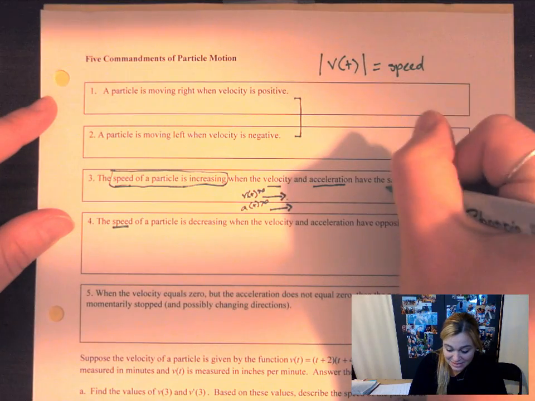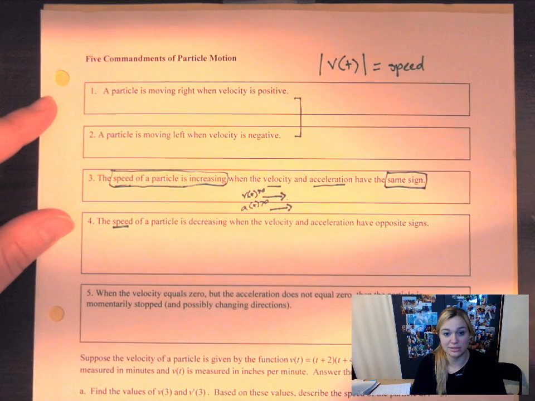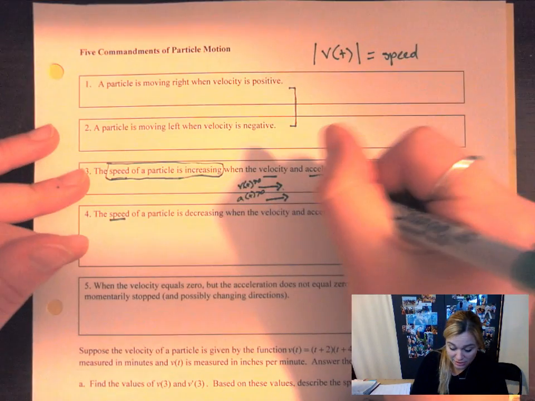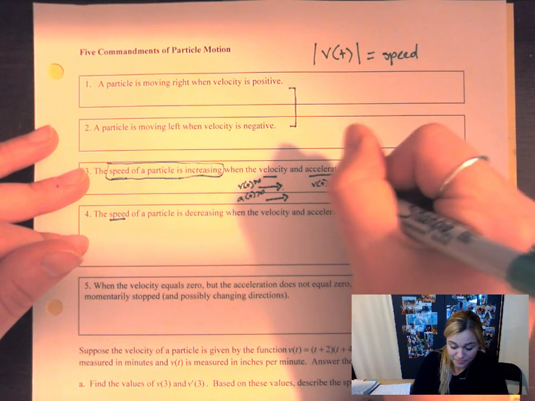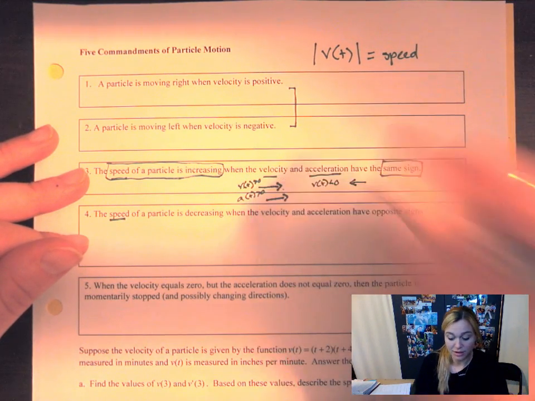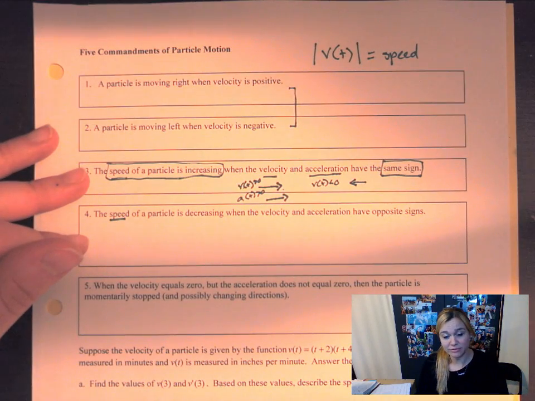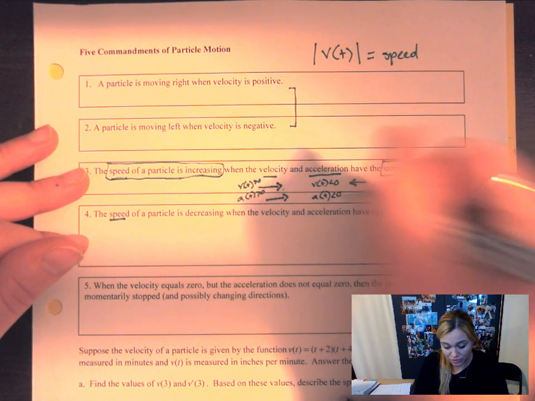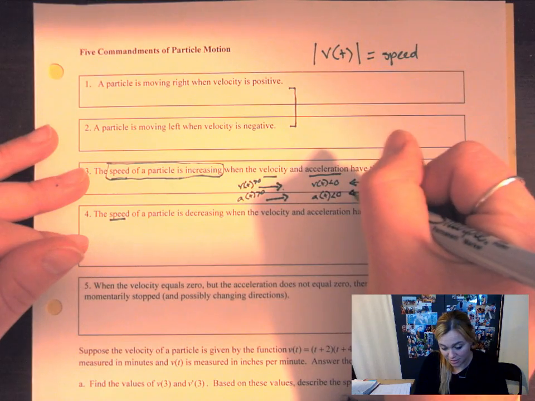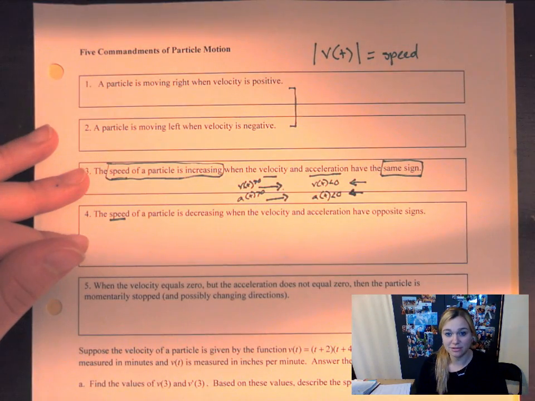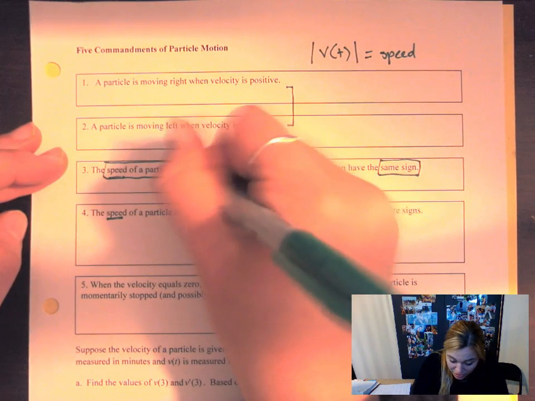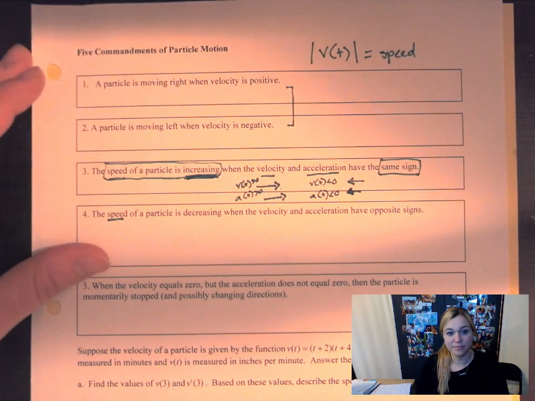So if they have the same sign, speed is increasing. But there are some instances, oh wait, I could also do this. If velocity, let's say, is less than 0, that means the particle is moving to the left. Velocity is less than 0, and acceleration is less than 0. There is a force being put on the velocity, also moving to the left. So same sign, we're talking about speeding up. The speed is increasing because that direction matters.